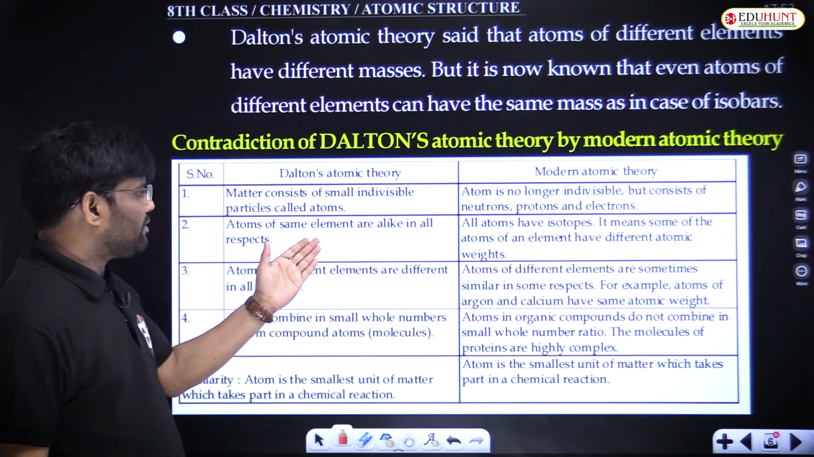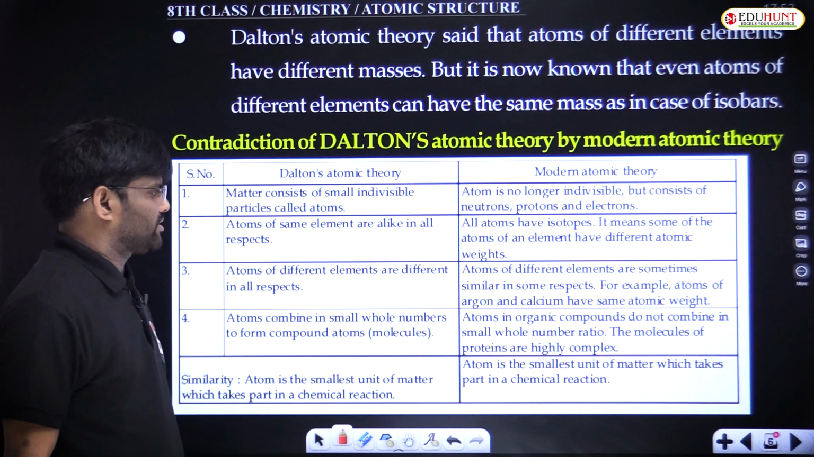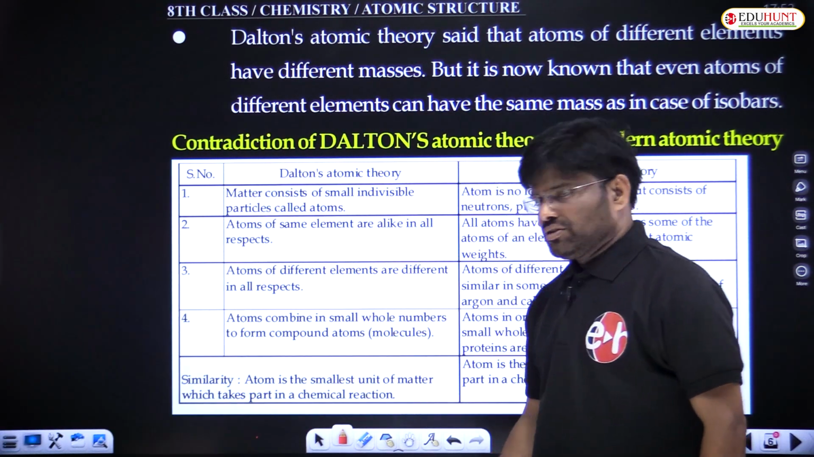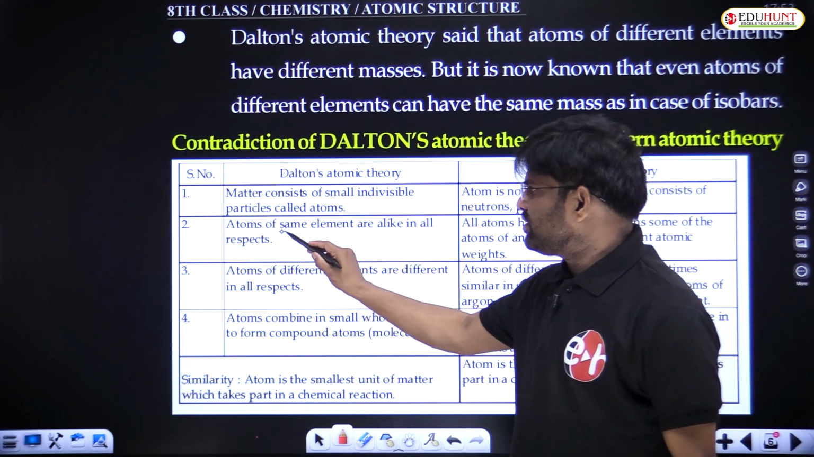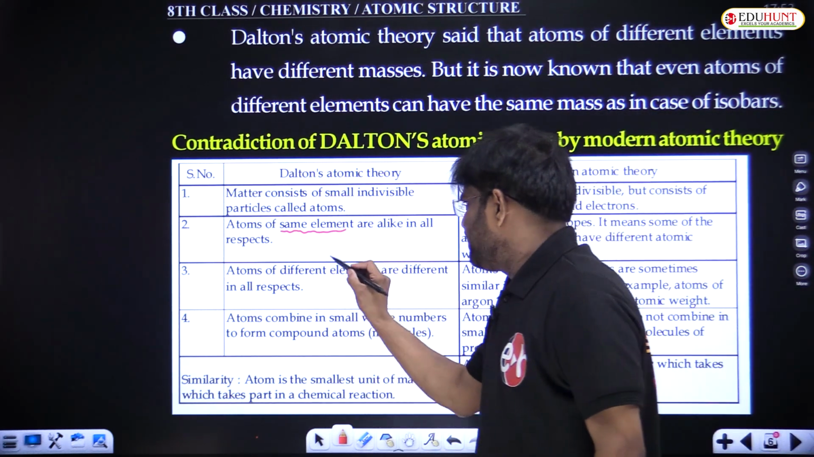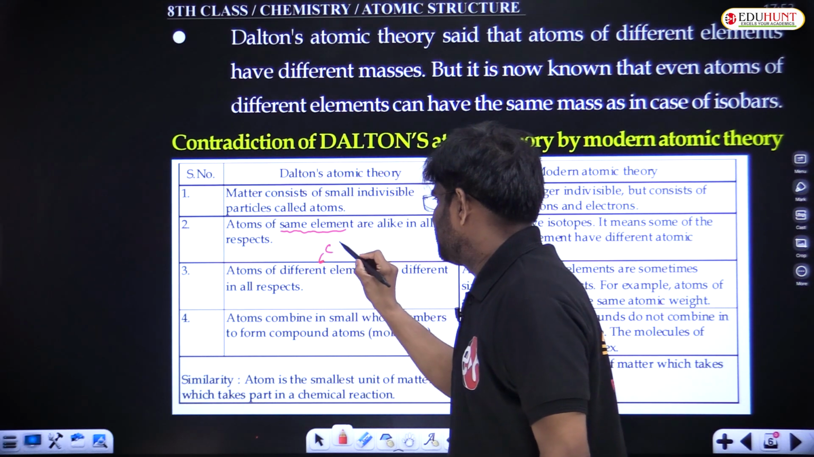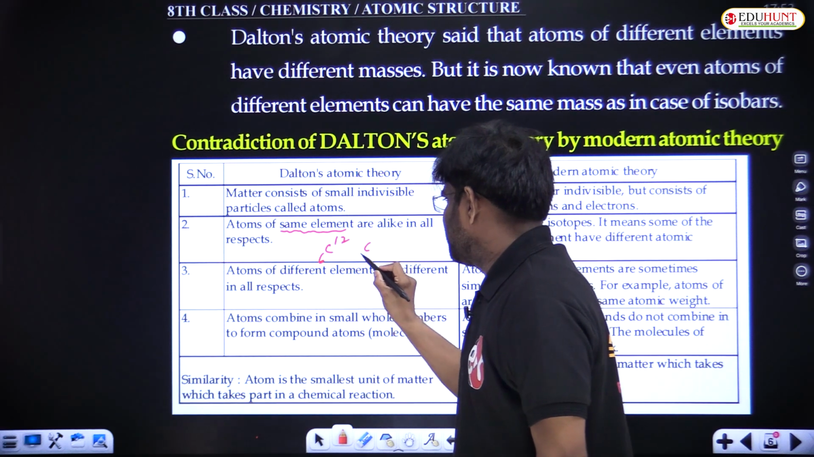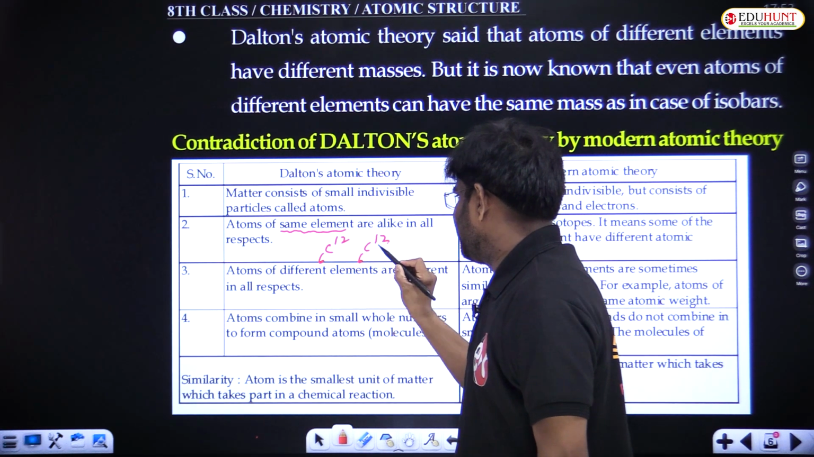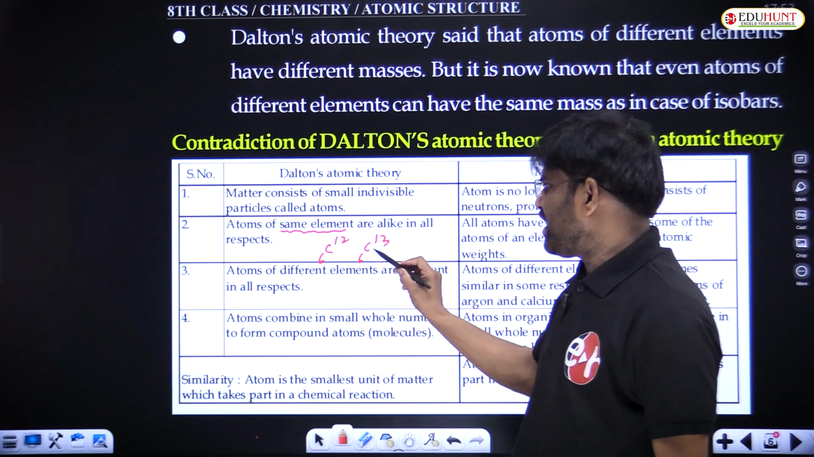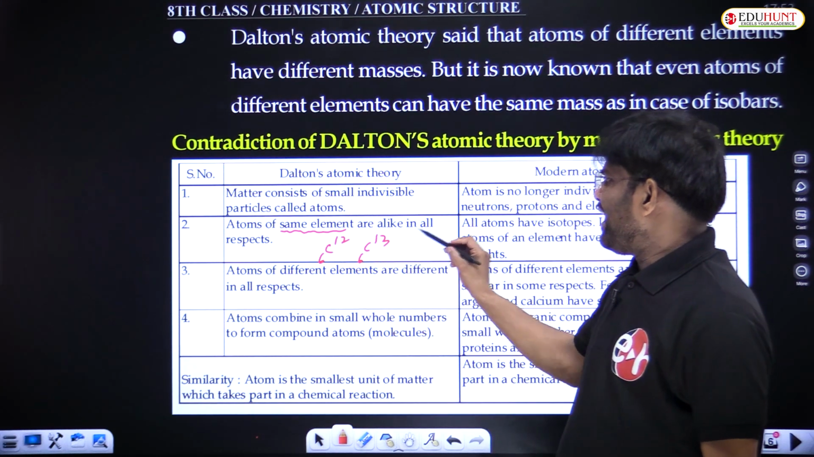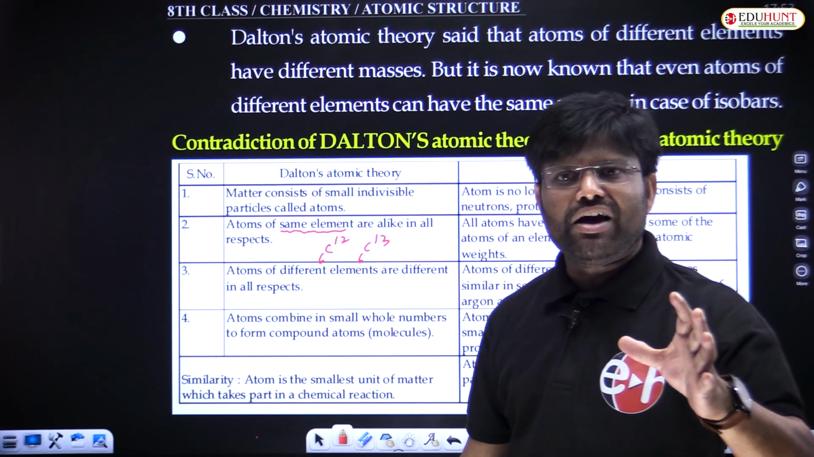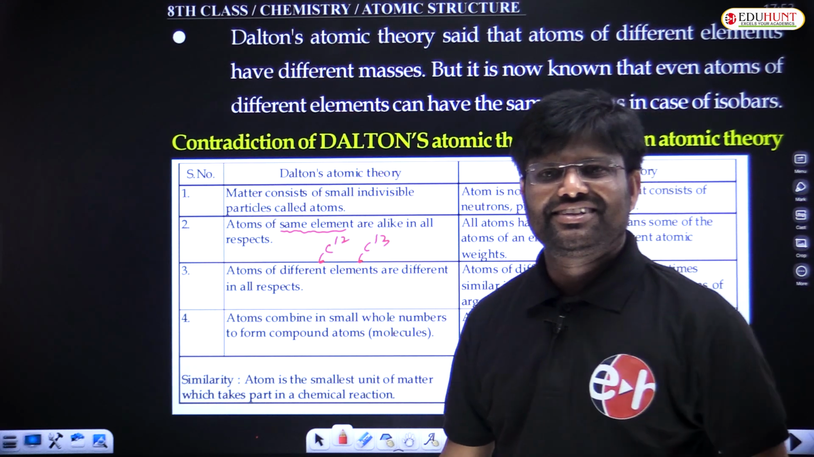Next, atoms of the same element are alike in all aspects. Suppose Dalton is saying this about atoms. Here, carbon-12 (C 6,12) and carbon-13 (C 6,13) are the same element. But in Dalton's theory, what I explained, atoms of the same element have the same mass and the same properties.